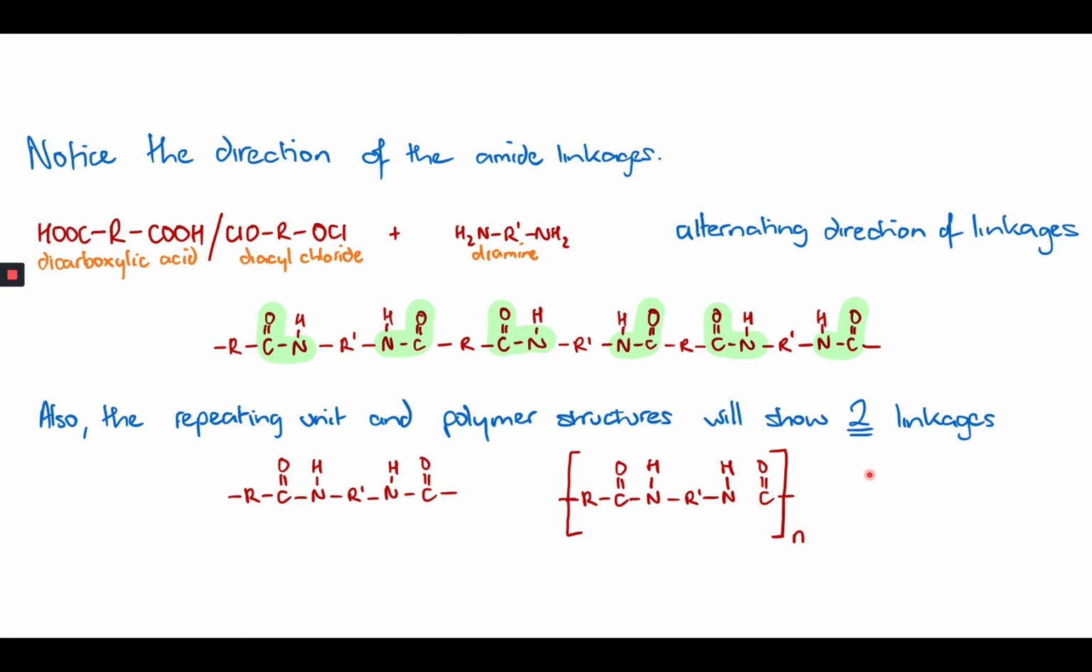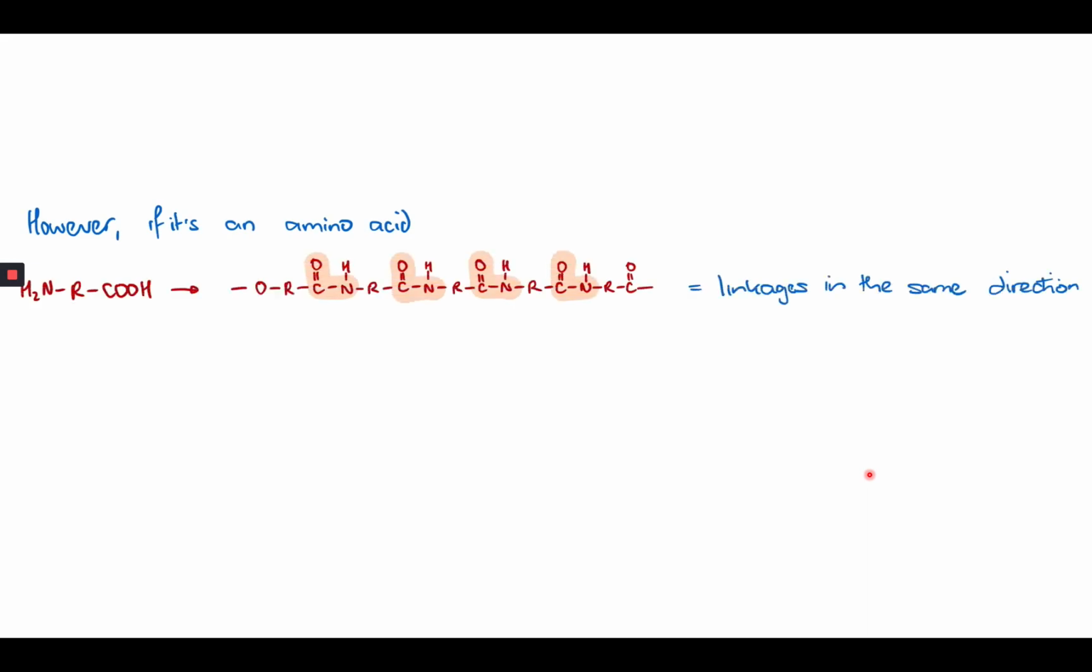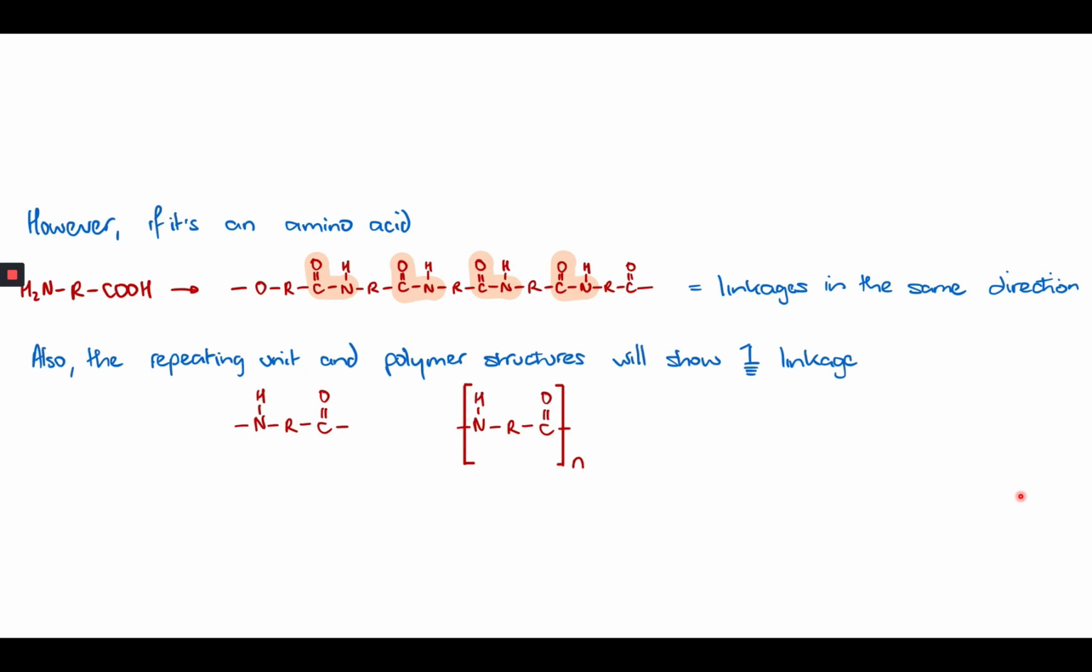So that means that we should predict that if we have a single monomer, we won't have an alternating direction. We'll have the same direction of linkages. So let's have a look. So if it was an amino acid, and we've just got an R group because it doesn't matter what's in between the 2 functional groups. And again, like we had with the polyester, if it was a hydroxycarboxylic acid, we've got linkages in the same direction.